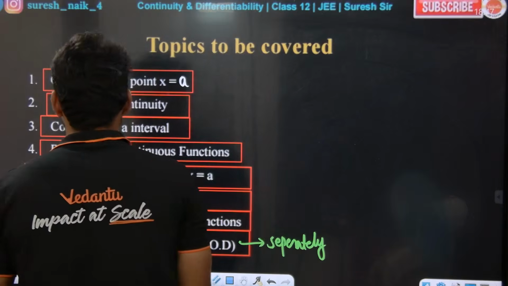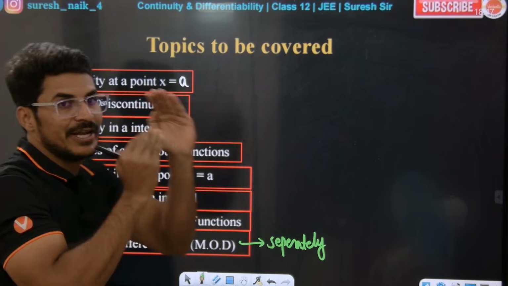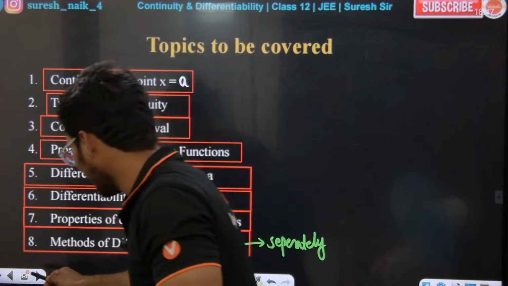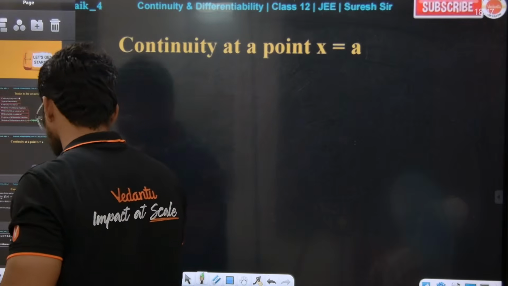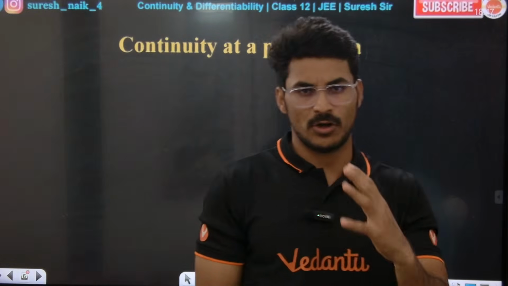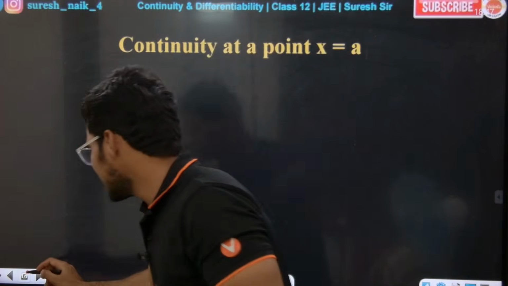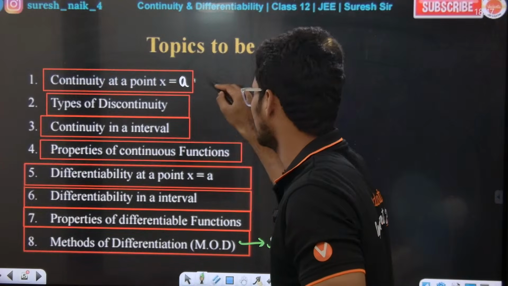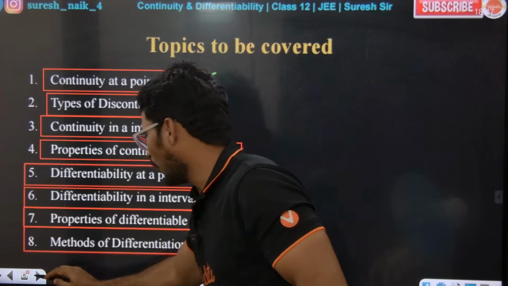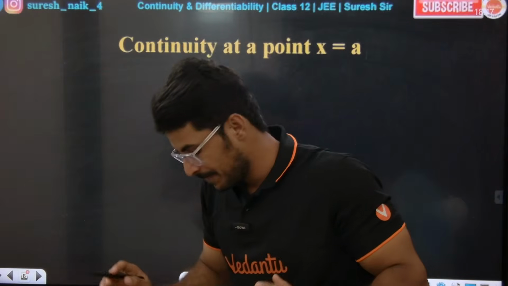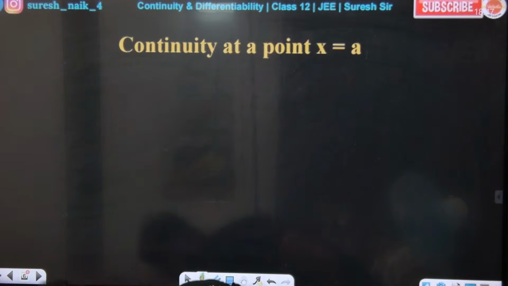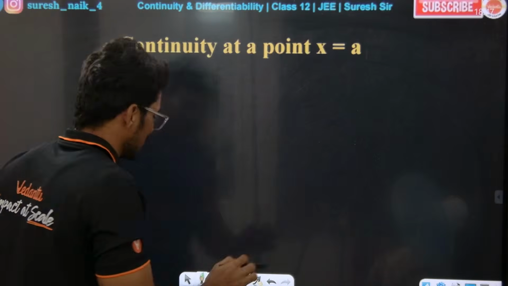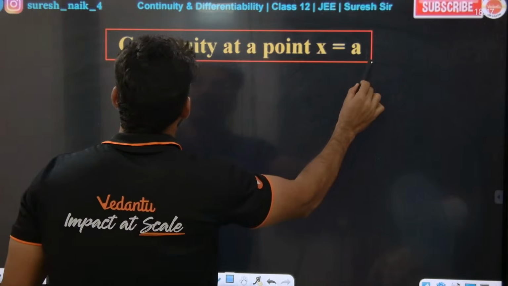Okay, so first I'll be starting with continuity at a point x is equal to a. Sir, how do we check continuity at a point? It's a very simple concept. I'll tell you. Sir, for example, let me take one function. Let me tell you the direct fact.